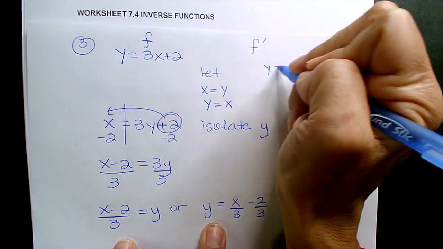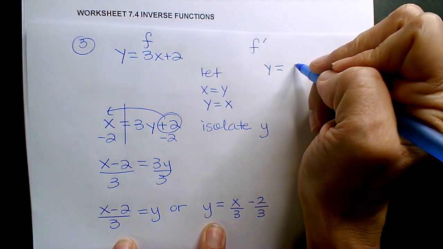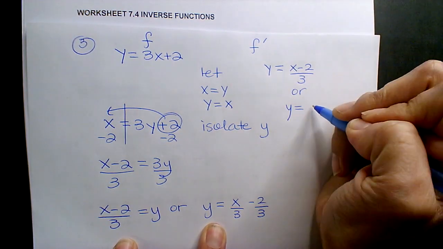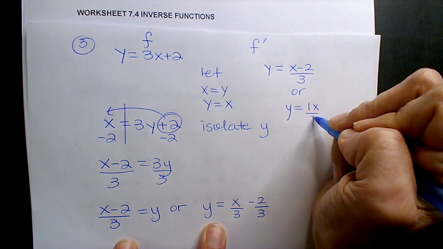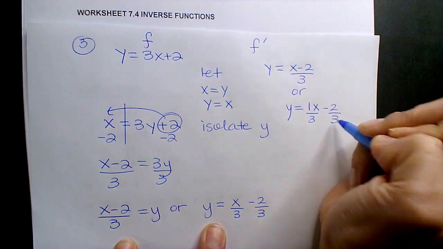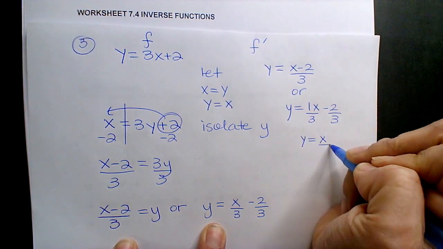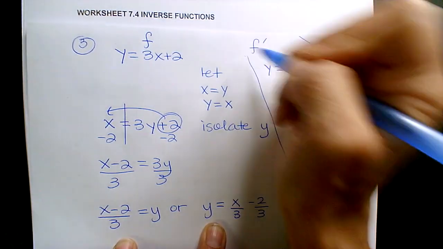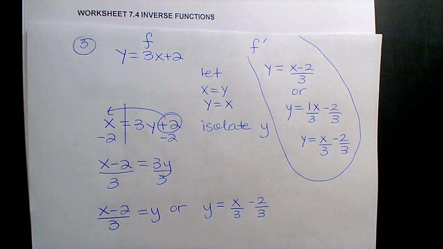You can either write y equals (x minus 2) over 3, or you can write 1/3 x minus 2/3. You can write x/3 minus 2/3. Just pick whichever one you prefer. If you want to write the 1, or you don't want to write the 1, or you want to separate the 2, but that's it. So that is how you're going to find inverse functions.